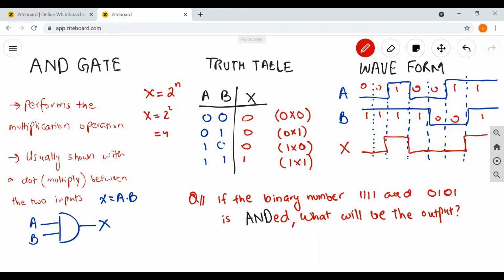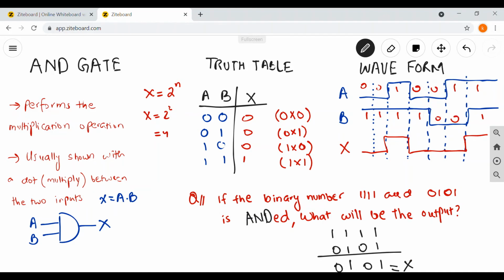And this is one question: if you're going to AND two binary numbers, what will be the output that you're going to get? The question is basically 1111 multiplied by 0101. So this is the AND operation, and you're going to get 1 multiplied by 1 as 1, 1 multiplied by 0 is 0, 1 multiplied by 1 as 1, and 1 multiplied by 0 is 0. So your output will be 0101. Now let's move on to the next gate.